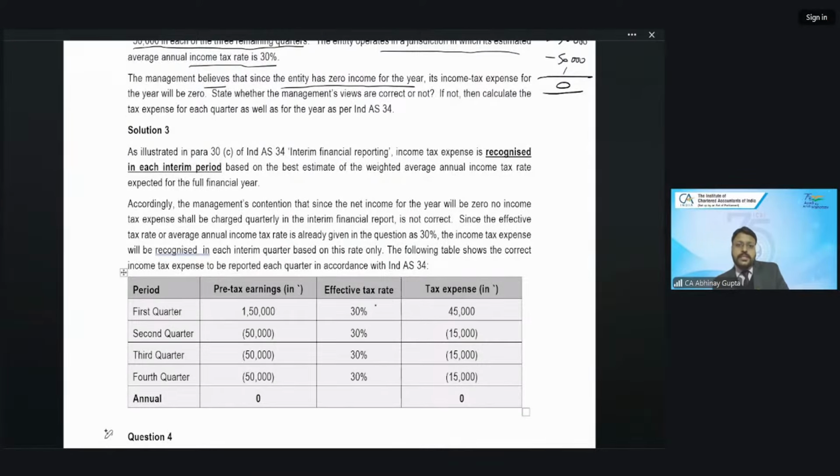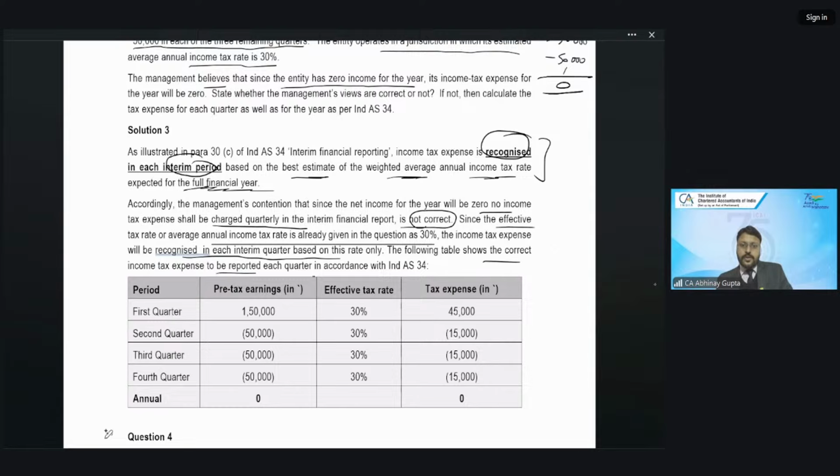As illustrated in para 30C of Ind AS 34, income tax expense is recognized in each interim period based on the best estimate of the weighted average annual income tax rate expected for the full financial year, right? So this is para 30C of Ind AS 34. Accordingly, the management contention that since the net income for the year will be zero, no income tax expense shall be charged quarterly in the interim financial report, is not correct. Since the effective tax rate or average annual income tax rate is already given in the question at 30%, the income tax expense will be recognized in each interim quarter based on that rate only. The following table shows the correct income tax expense to be reported for each of the quarters.